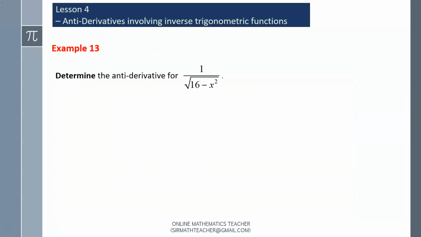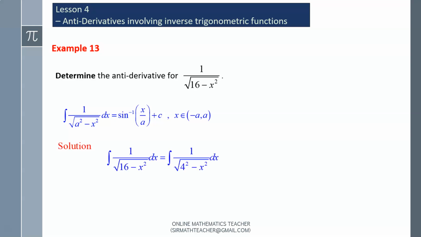Putting those into practice, example 13. Determine the antiderivative for 1 on square root of 16 take x squared. I'll give you a bit of a tip here. Looks like a situation where we're going to have the inverse sine as our derivative function.